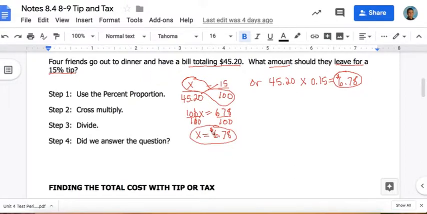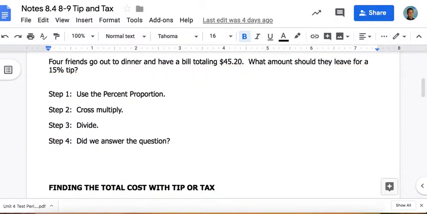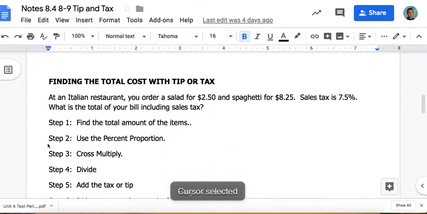However, the proportion method will work if I ask you the percent, or if I give you the tip or the tax, then your percent proportion is going to be the best method. So percent proportion works for any of these, but this one is always only going to work when you find the tip or tax. And you can also use it when you find the total because you're going to have to find the tip or tax first. So did we answer the question, what amount should they leave for the tip? We did. So we are done. We don't have to add that to the total.